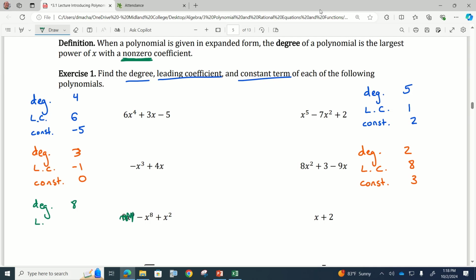What's my leading coefficient here? Negative 1. And then what is my constant? On the right, what's my degree? This is degree 1, because the largest power of x is just x to the 1 power. What's my leading coefficient? 1. And what's my constant term? 2.